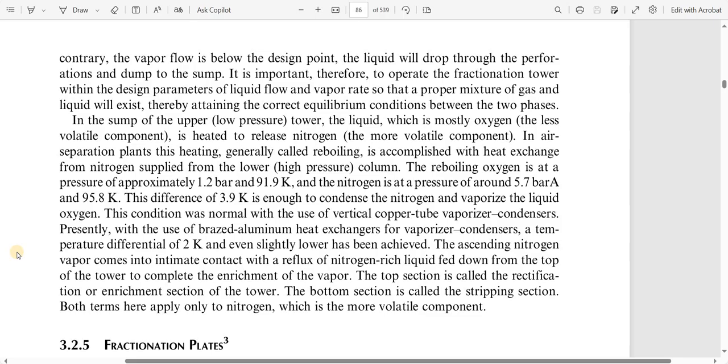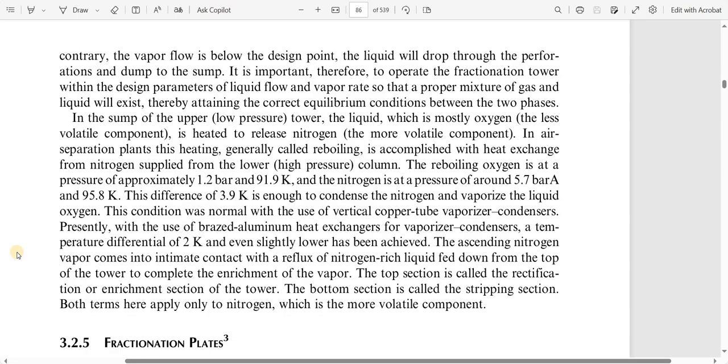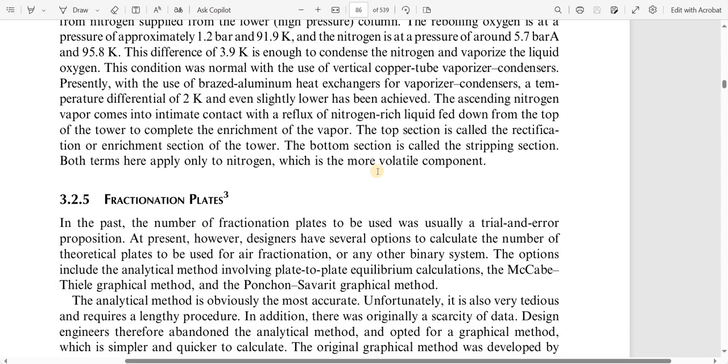The ascending nitrogen vapor comes into intimate contact with a reflux of nitrogen-rich liquid fed down from the top of the tower to complete the enrichment of the vapor. The top section is called the rectification or enrichment section of the tower. The bottom section is called the stripping section. Both terms here apply only to nitrogen, which is the more volatile component.